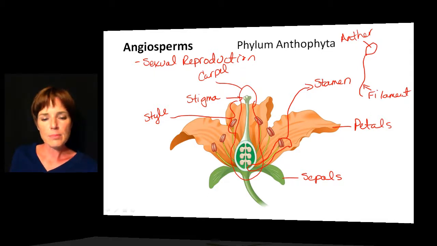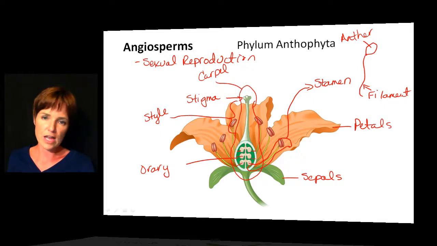In the very bottom of it, we have what's called the ovary. And within the ovary, you can have 1 or more ovules. So in this example here, we're seeing 6 different ovules. So each one of these would be an ovule itself. So it is very possible for a flower to have multiple ovules inside of it. If the ovules do get fertilized, then they are going to develop into a seed.